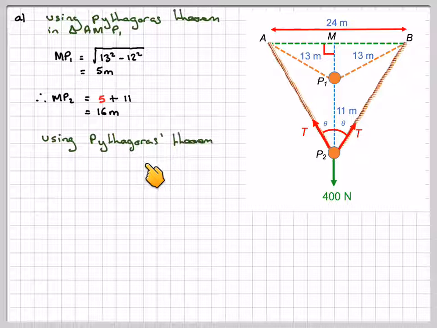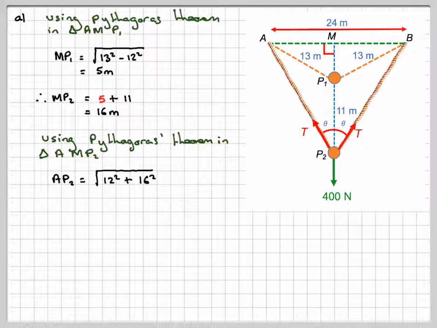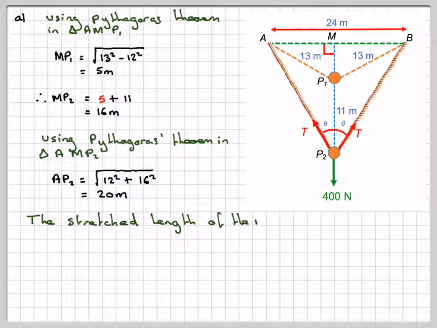And then using Pythagoras' theorem again on this big triangle here, so that's AMP2, we're now going to find this length here. AP2 is going to be the square root of 12 squared plus 16 squared, which is the square root of 400, which is 20 meters. So this length here is 20 meters. Right, so the stretch length of the string will be that plus that. So the stretch length of the rope is 2 times 20, which is 40 meters.